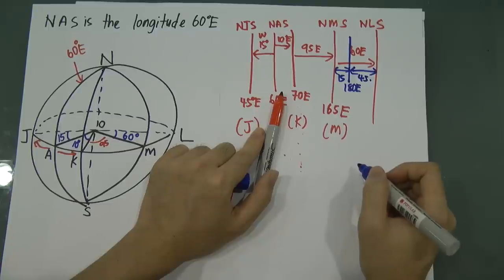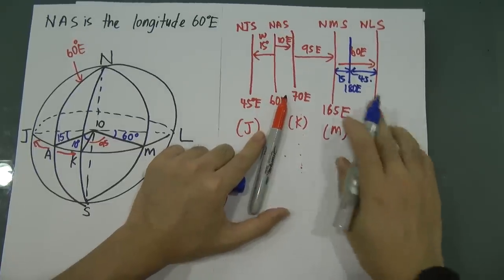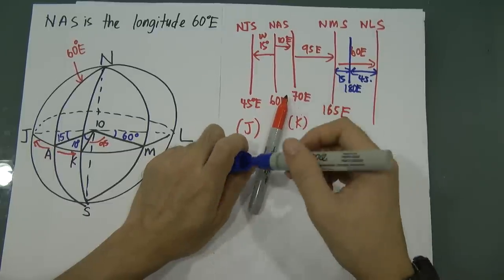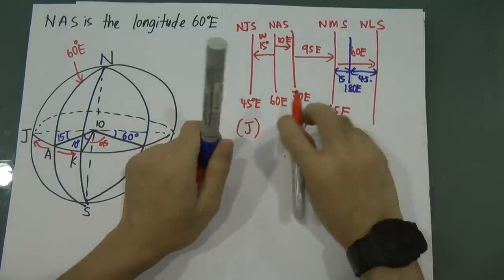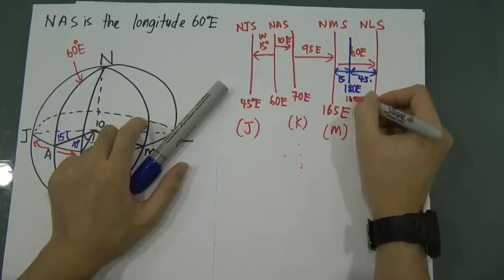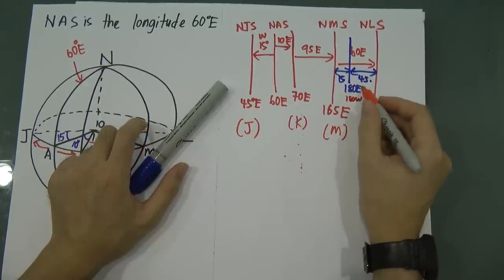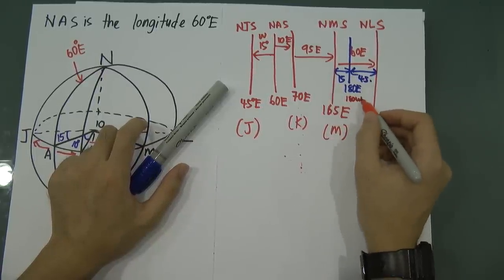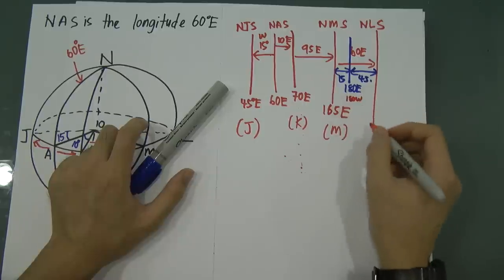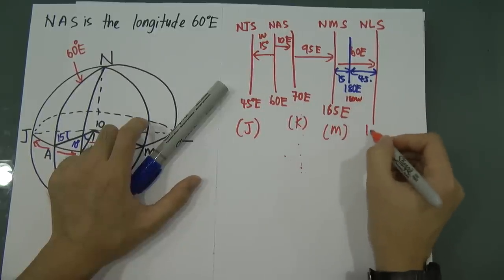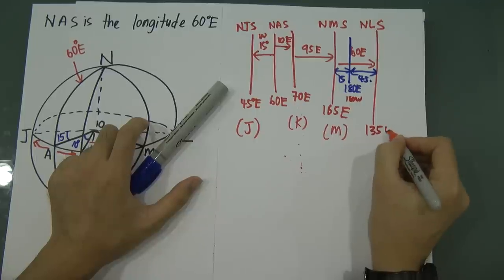So what to do is, when you reach 180 east, you change 180 east to 180 west. And then you continue to move to the east, right? So continue moving to the east, so this one has to minus. 180 west will become 135 west.